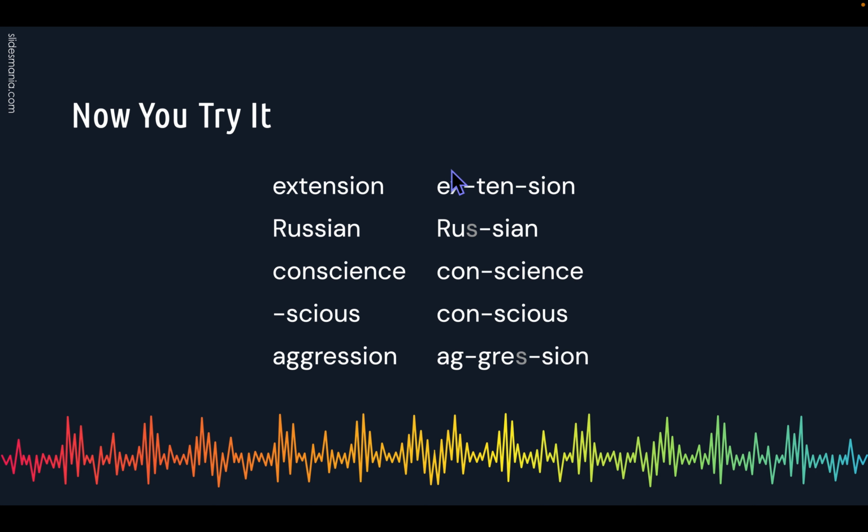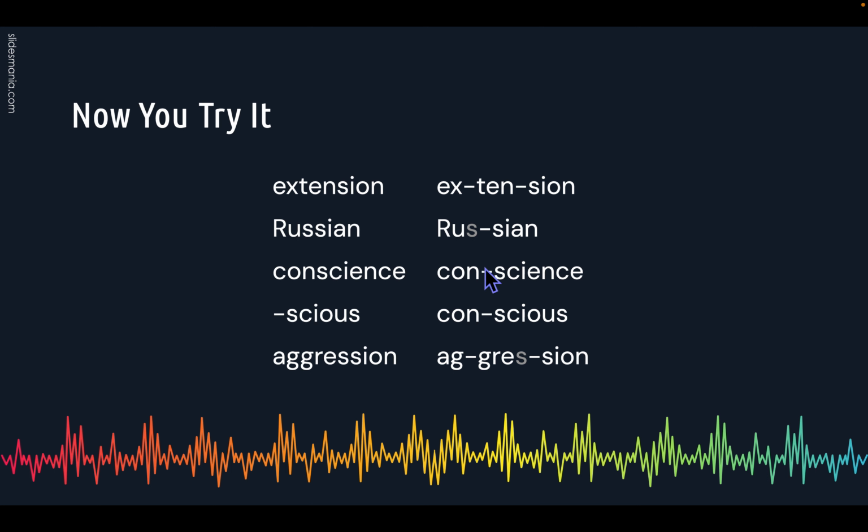Okay, here we have the prefix ex, so we divide here. And we have a suffix right here, so we split there, and we have extension. Right here we have Russian. I put this S in gray because we do not say Russ-ee-an. The S sound by itself disappears and gets taken over by the sh sound.